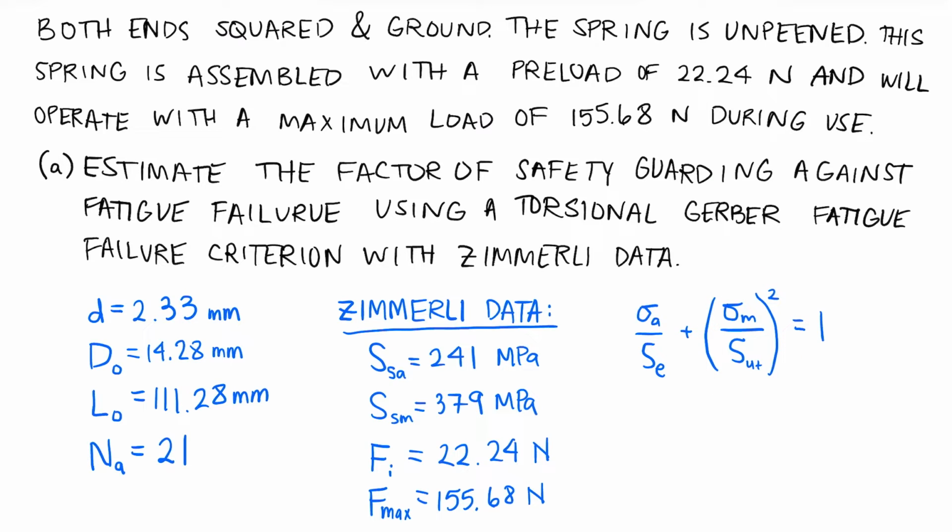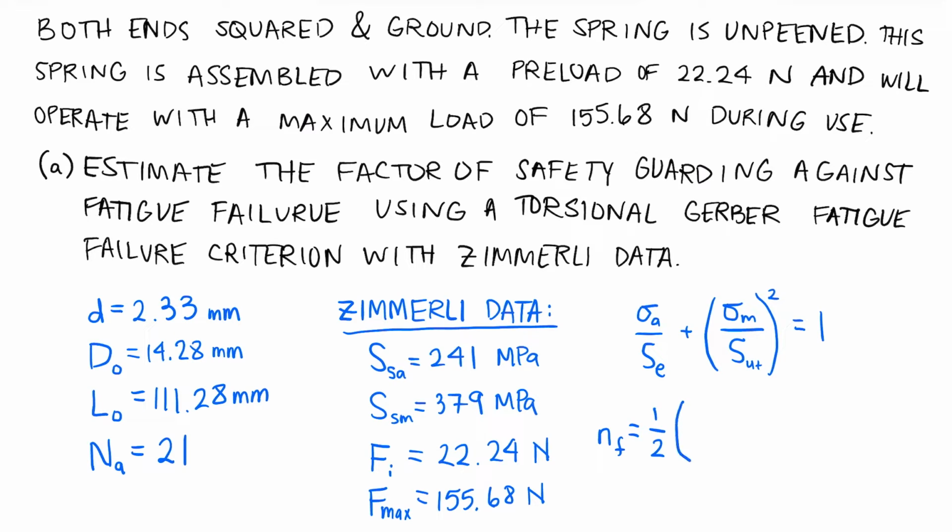And also in your textbook, you'll find a formula that solves for the factor of safety using this Gerber fatigue failure criterion. It's not as straightforward as just inverting this ratio as we do with the Goodman failure criterion. So we need an equation. If this was a problem on an exam, I would give this to you.